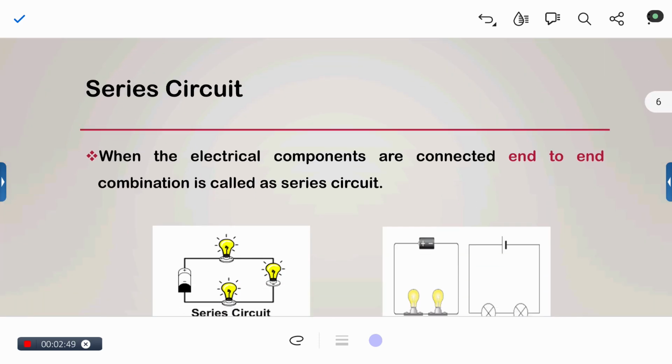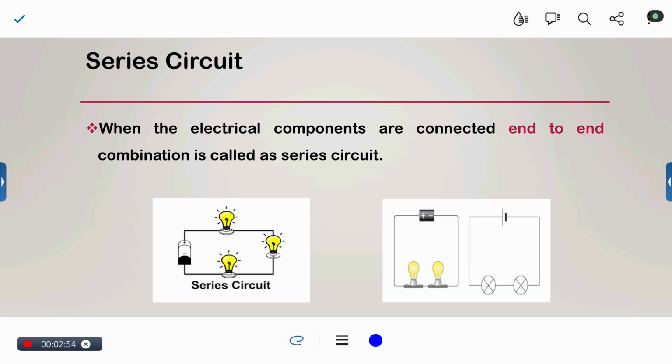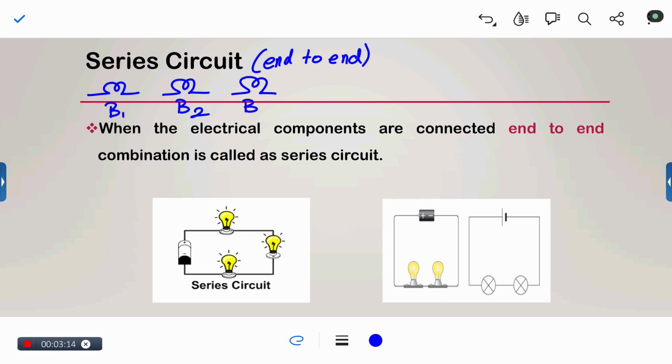What is the second type of circuit? Series circuit. Series means the combination is in the form of end to end. Let's take two or three bulbs. This is the first bulb B1, this is the second bulb B2 and this is the third bulb B3. Let's label the ends of the first bulb as A, B, the second as C, D, and the third bulb as E, F.